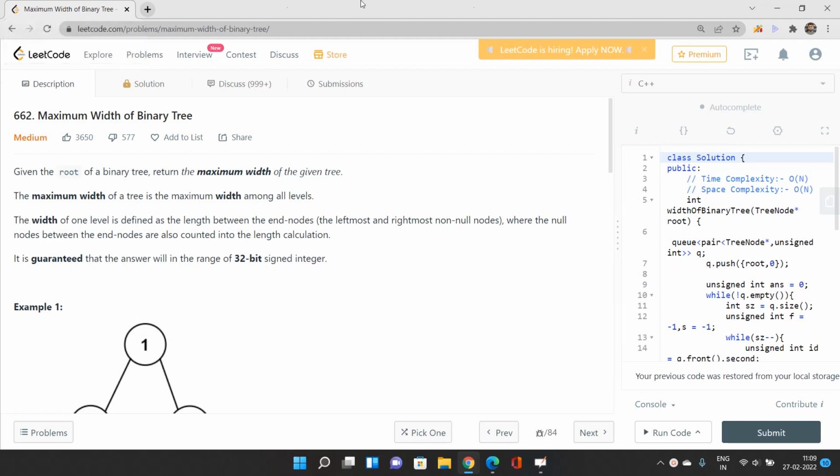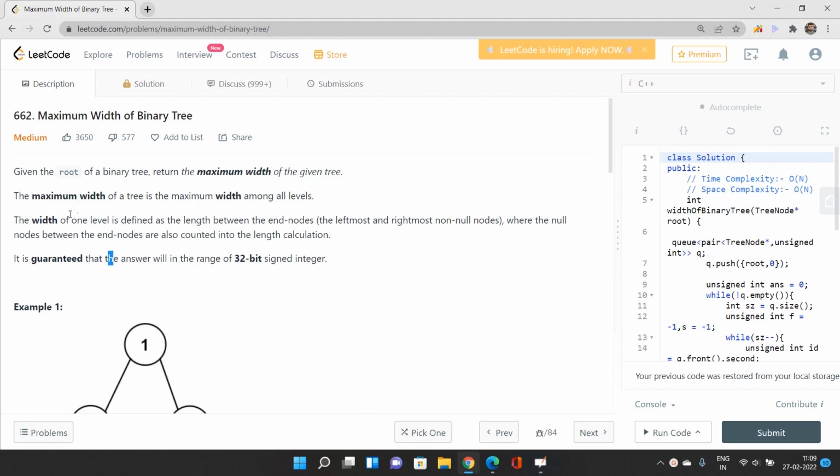Okay, so let's begin. Given the root of a binary tree, return the maximum width of the given tree. So let's understand what this term maximum width means for a given binary tree. The maximum width of a tree is the maximum width among all the levels. That is, we need to consider all the levels, and maximize the width by considering the width with respect to every level and print the maximum answer.